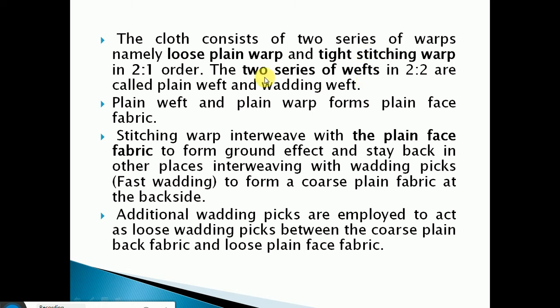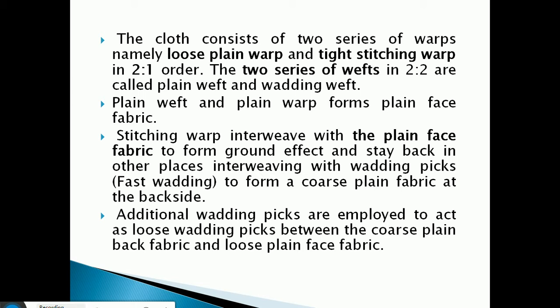So what about the weft? There will be two series of weft, that is plain weft and wadding weft. So the ratio is 2:2. Plain weft and plain warp form plain face fabric. Stitching warp interweaves with the plain face fabric to form ground effect and stays back in other places, interweaving with the wadding pick. That particular wadding pick is known as first wadding, to form a coarse plain fabric at the back side. So in the face fabric, the plain end is interlaced with the plain weft.